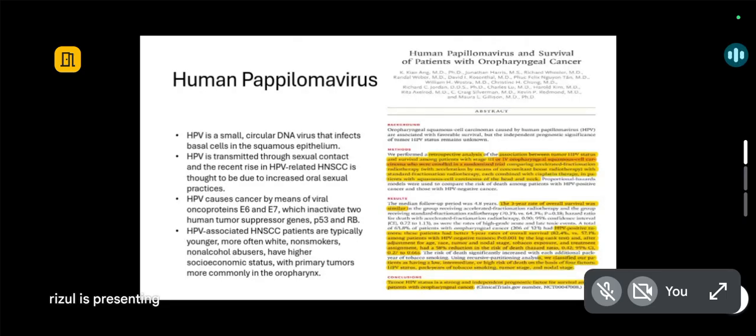HPV associated cancers typically occur more in the younger age group, more in white, non-smokers, non-alcohol abusers, with higher socioeconomic status, with primary tumors, and it occurs more commonly in the oropharynx. So this is one study of Ang et al. that shows human papilloma virus and survival of patients with oropharyngeal cancer. In this, the 3-year overall survival rate was similar, and it shows that tumor HPV status is strongly an independent prognostic factor for survival among patients with oropharyngeal cancers.